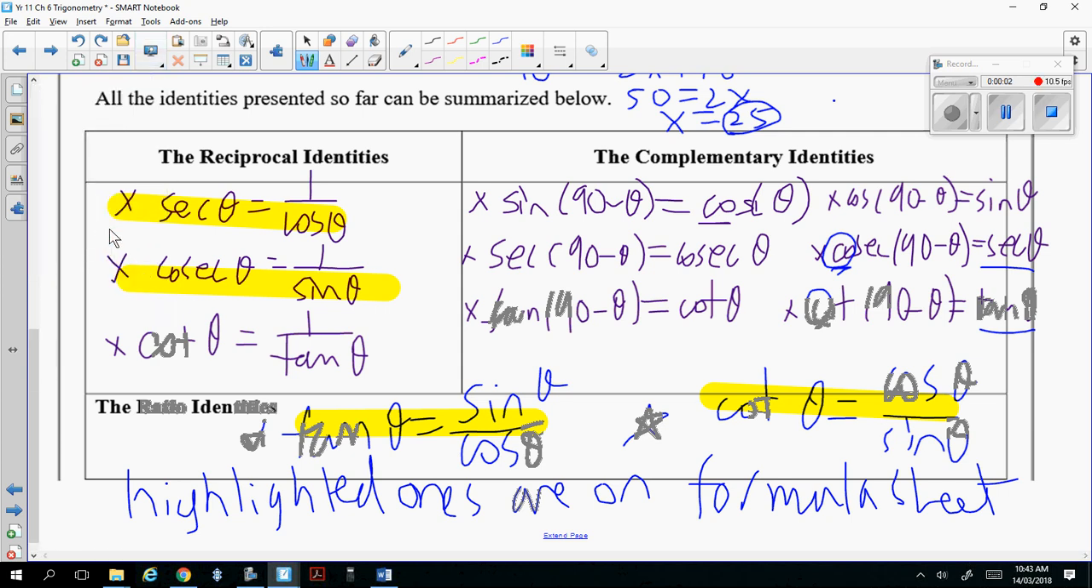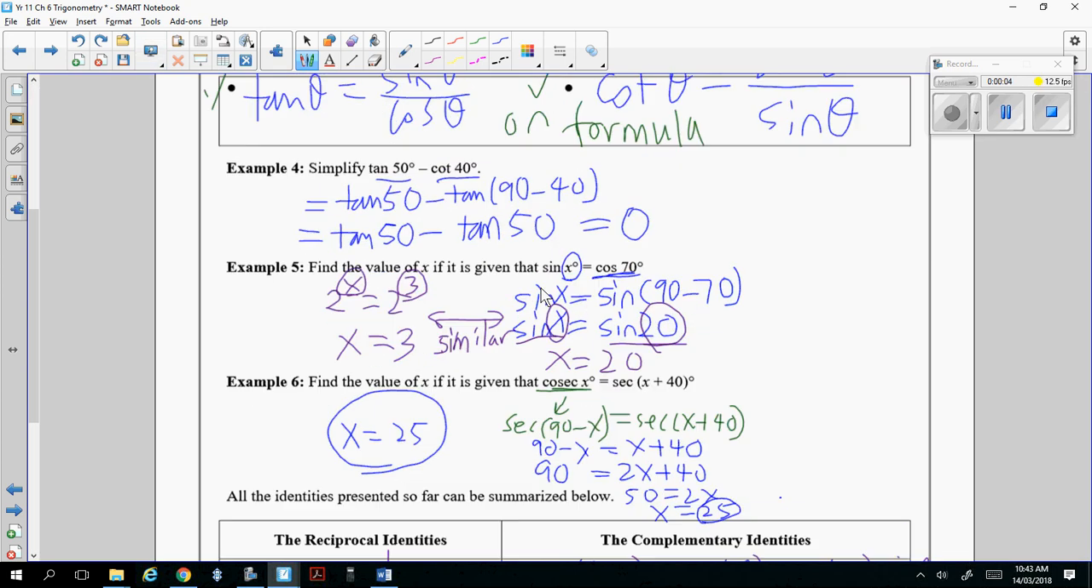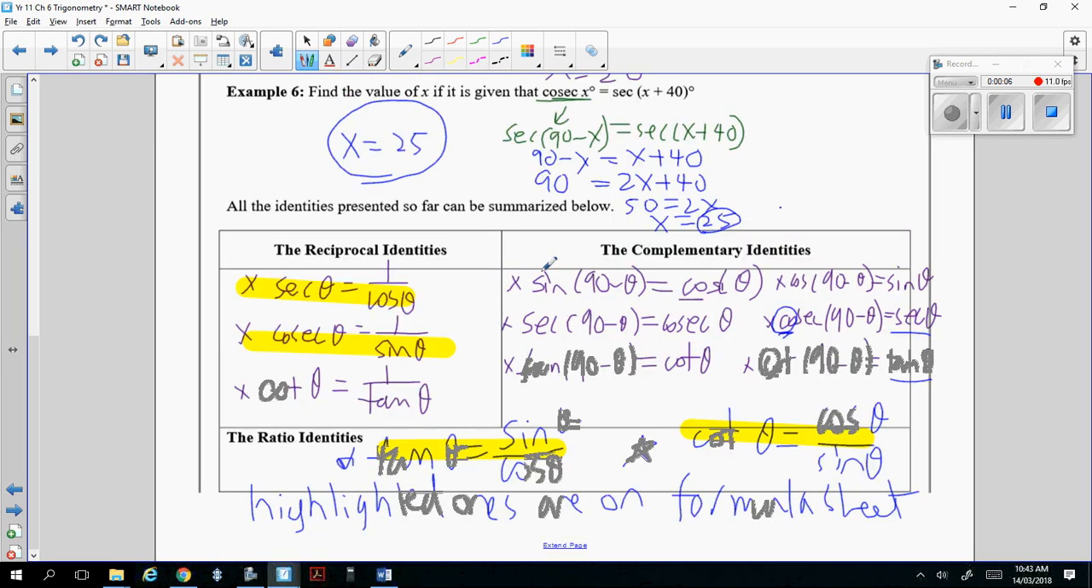In the last lesson, I think we did these examples, and these are all the formulas we've learned. We use the complementary identity, the reciprocal identity, and the ratio identity. So there's lots of formulas, only 4 of which are on the formula sheet, so make sure you memorize them all by writing them out many times.